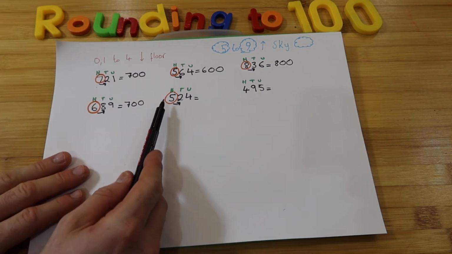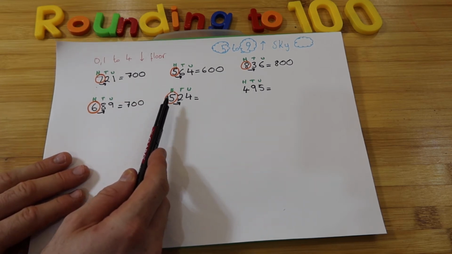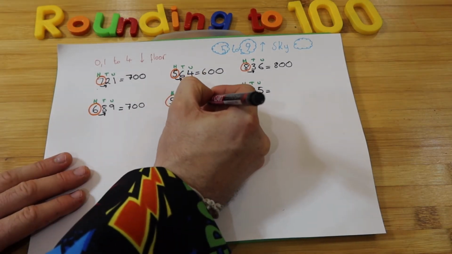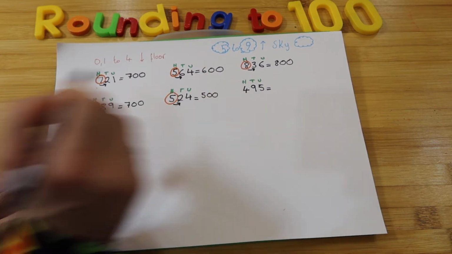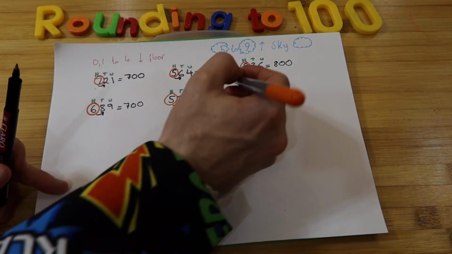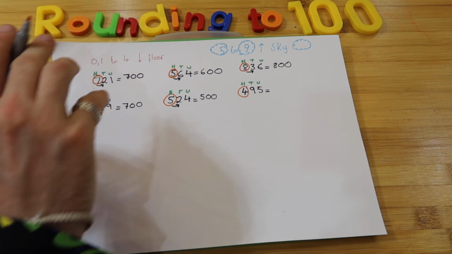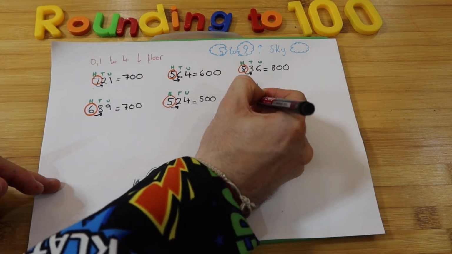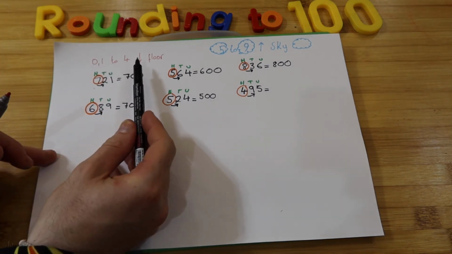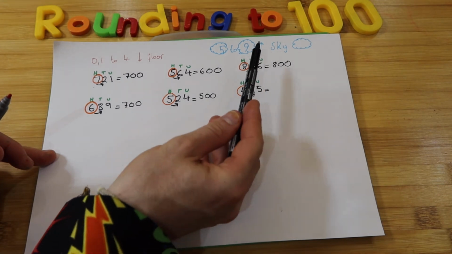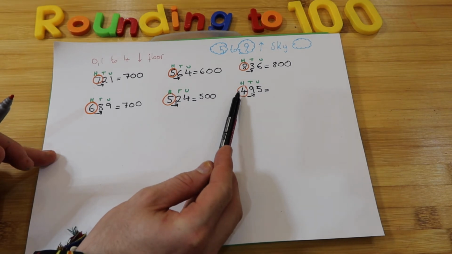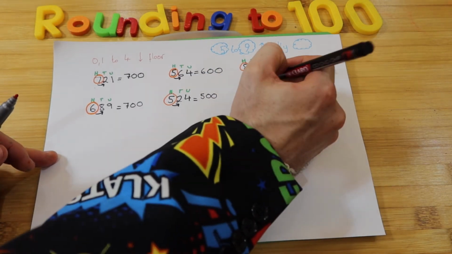So if we round up, the next 100 after 500 would be 600. Therefore, the 100 below is 500. So we have gone down. Okay, so 500 is less than 524. And 495, the number which is 100 is the 4. Okay, and the number before is what we're going to look at, and that's the 9. So what are we going to do? Remember, 0, 1 to 4, round down to the floor. 5 to 9, round up to the sky. It's a 9, so we're going to round up. So the next 100 after 400: 100, 200, 300, 400, 500.